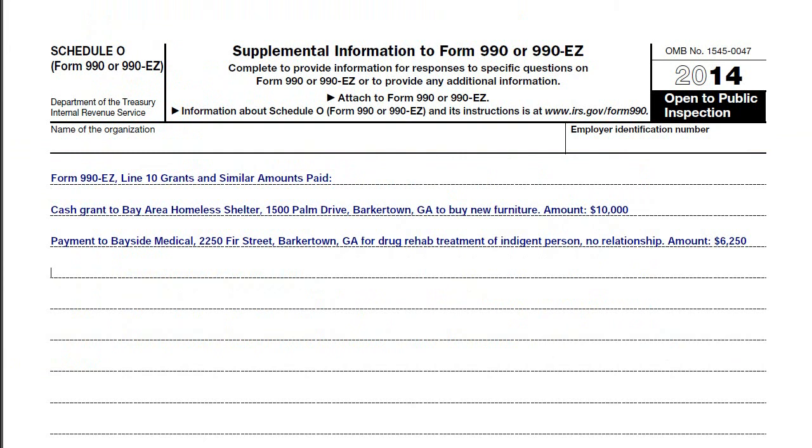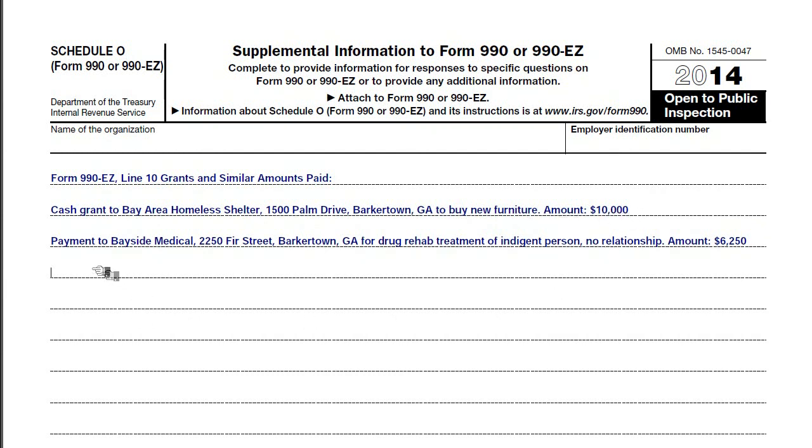Here is an example of grants reported on Schedule O. So this would relate to line 10. And you can see what I've done is I've just labeled it so the IRS or anyone else reading it can understand that this pertains to Form 990-EZ, line 10, grants and similar amounts paid. And remember, this is just for grants that are $5,000 or more. And my first one here is a cash grant paid to the Bay Area Homeless Shelter. I list the address and I say what it's for. It's to buy new furniture. And the amount of the grant was $10,000.